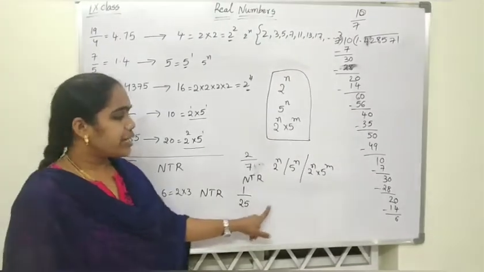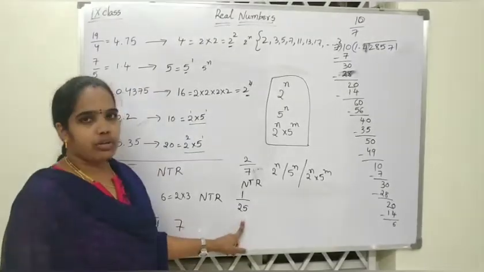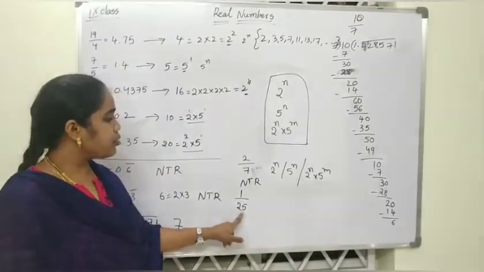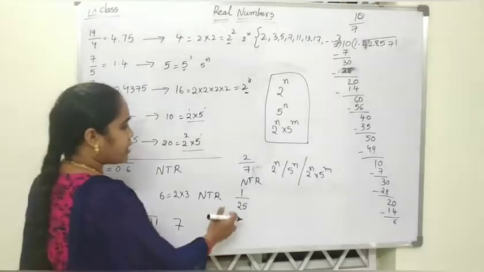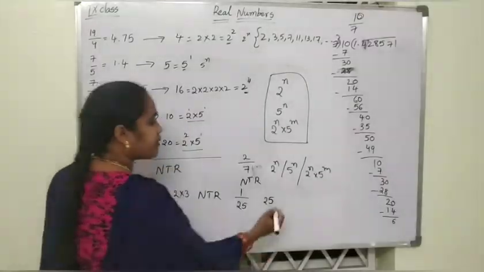Yes, what is it? Terminating decimal. How? I already told you. See the denominator. We always have to observe the denominator. What is the denominator? 25. How can you express 25?